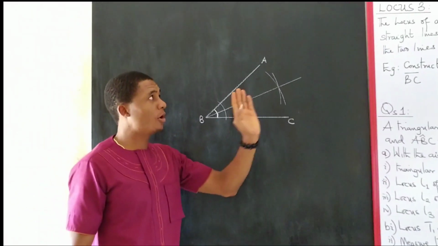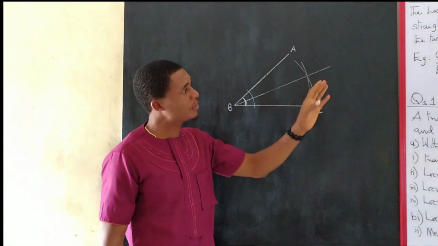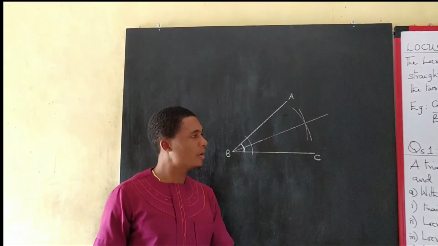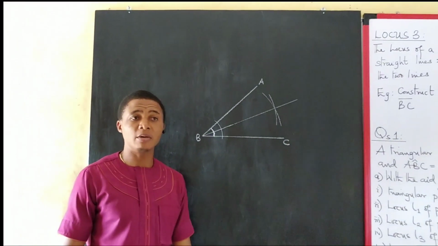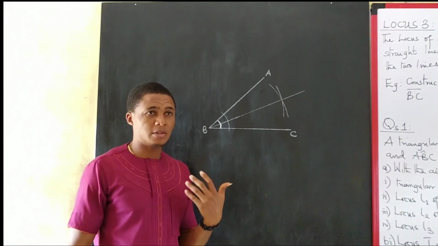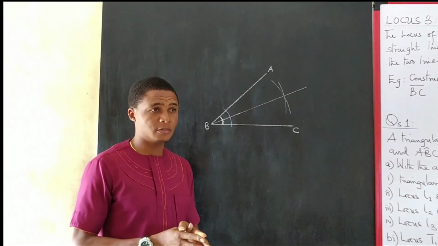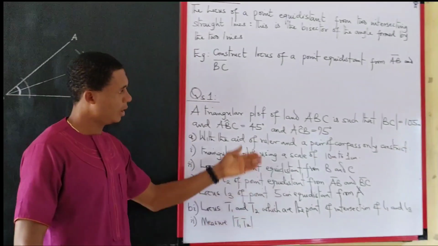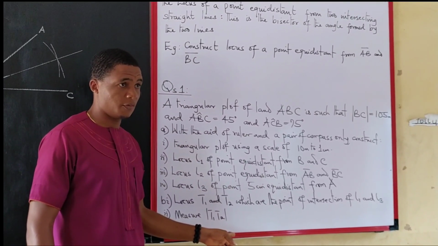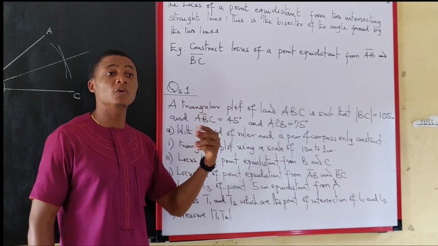But when the questions are coming in, they will not number it the way I number it. When the question is coming, WAEC or the exam body will not number it the way I numbered my own. But what you need to know is to understand the information and know which one they are talking about. Now look at this question. I'm going to attend to this question. This question is a combination of locus 1, locus 2, and locus 3.